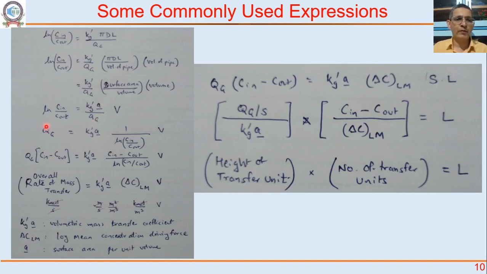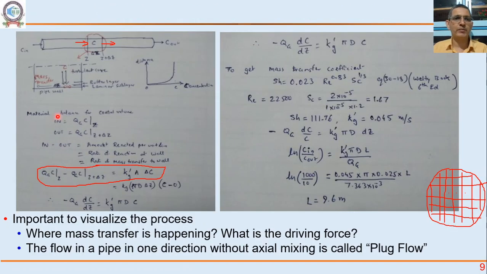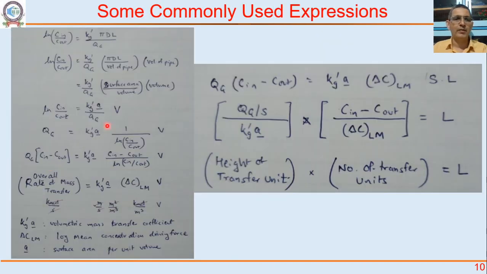So we are going to write this a little differently. Qg would be kg prime A times 1 by ln(C in by C out) times V. If I multiply both sides by C in minus C out, the left hand side is the overall rate of mass transfer, or overall rate of reaction, which is the same as the overall rate of destruction.